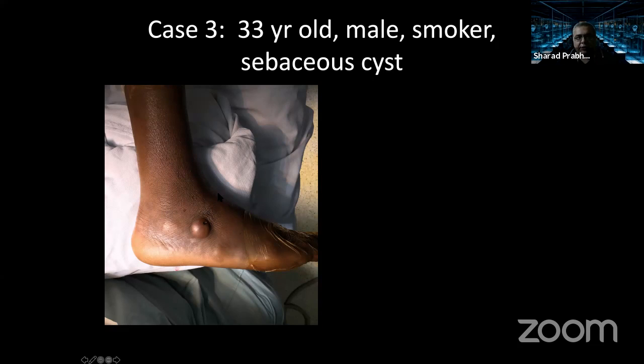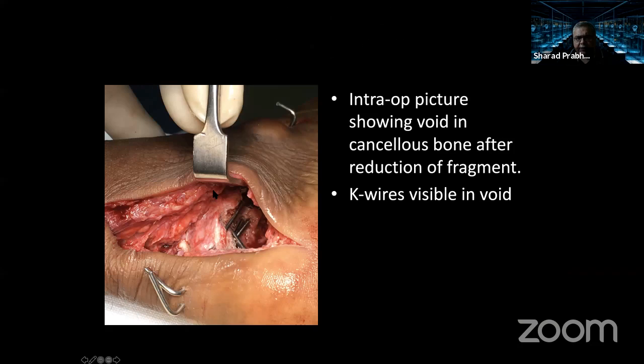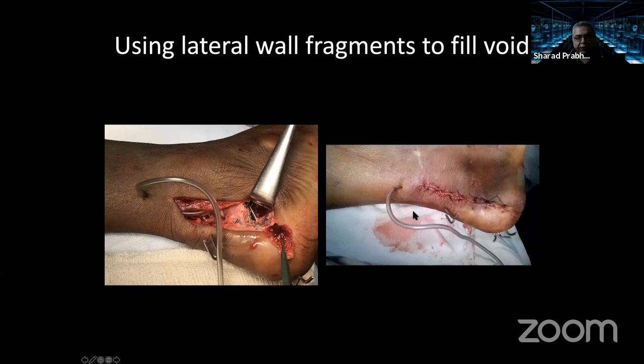Another patient, a 33-year-old male who's a smoker, with a large sebaceous cyst here. Again, a non-affording patient; we went in and manipulated the fragment, and there's an intraoperative picture showing the void that you get when you reduce that fragment, and the K-wires are even visible in that void. So visibility is okay, and you find that you have reduced your fracture. Confirm the reduction under the C-arm, then suture it, again over a drain. So there's your final picture there.